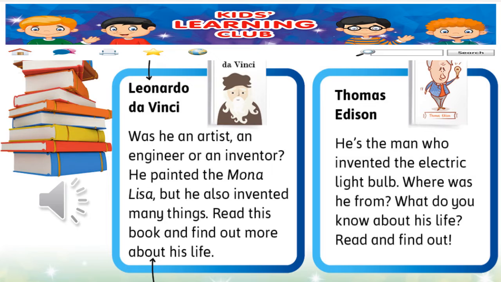As you see, you have two passages, one about Leonardo da Vinci and one about Thomas Edison. He was an artist, an engineer, an inventor. This is shadow reading quickly.